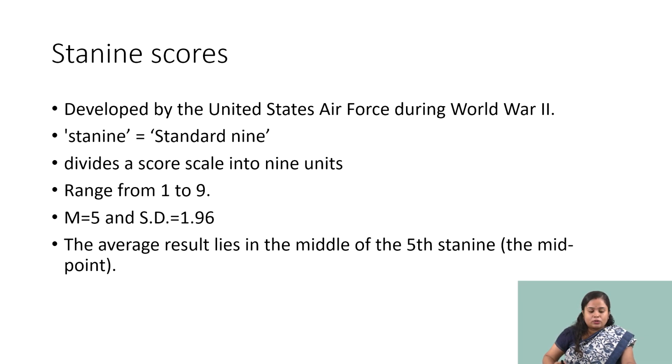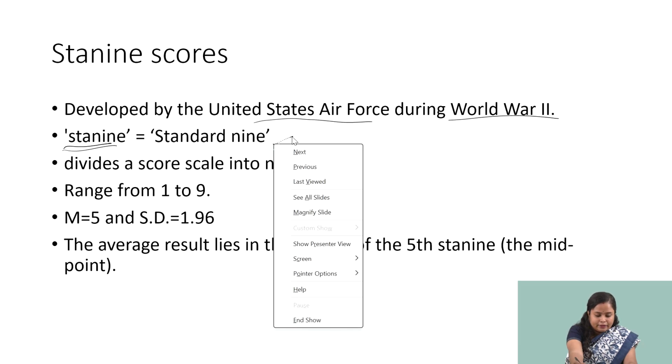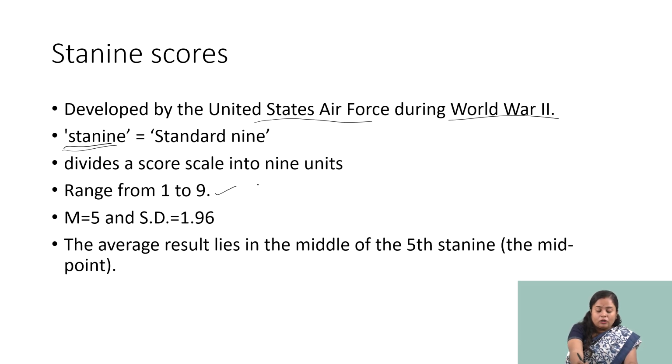The difference between Sten score and stanine score is only that in Sten we divide the score scale into 10 units, but in stanine we divide scores into 9 units. Stanine scores were developed by the United States Air Force during World War II to recruit army personnel. The term stanine reflects standard 9. It has a range from 1 to 9. The mean is 5 and the standard deviation is 1.96, or approximately 2. The average result lies in the middle, the 5th stanine, because the mean is 5.